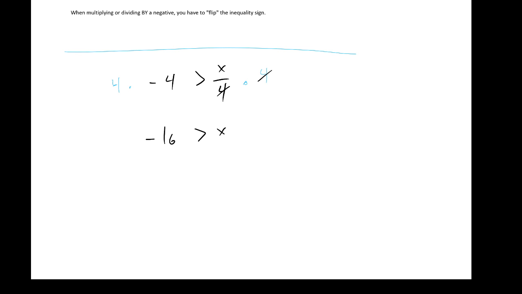Now, we don't have to flip our sign here, right? Because here we did not multiply by a negative. Here, we multiplied a negative, but not by a negative, right? So it has to do with what we do during the inverse operation.